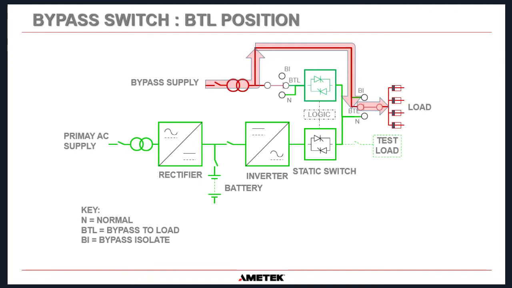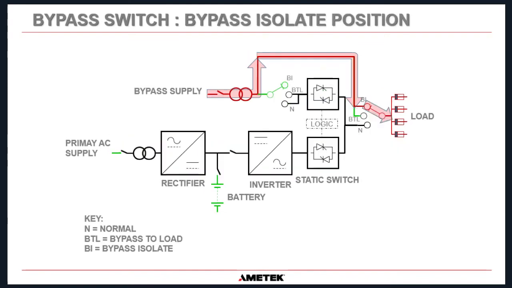So hopefully that explains that. And there's a very small nuance when we go from bypass to load to bypass isolate. It's just a very small difference, and you'll see it on the output here, and you'll see this contact here change. So I'll move to the next slide. And the bypass isolate position, what it does is it actually isolates the bypass supply from the static switch inside the UPS, and it also moves contact from this bypass to load position to this bypass isolate position.